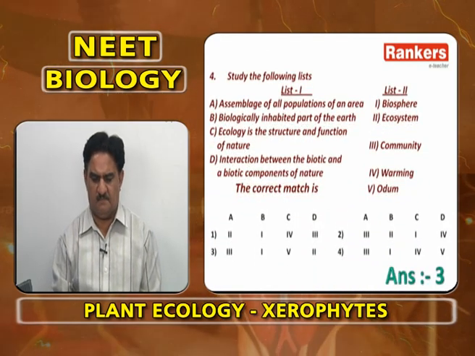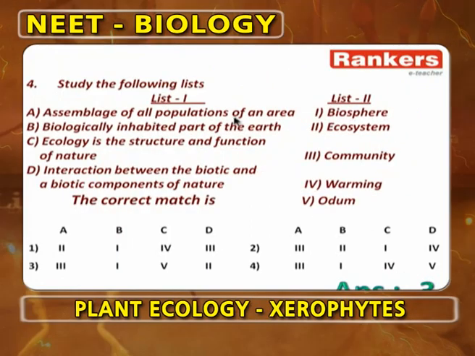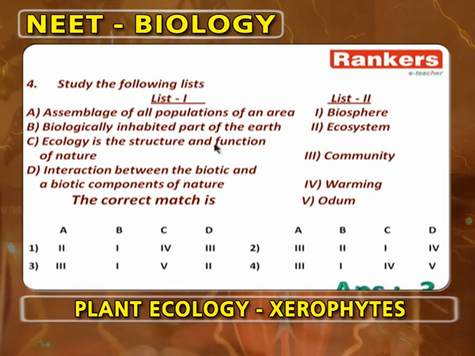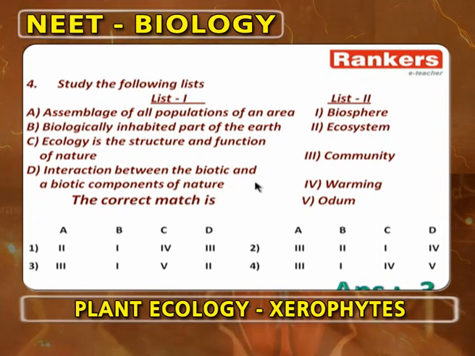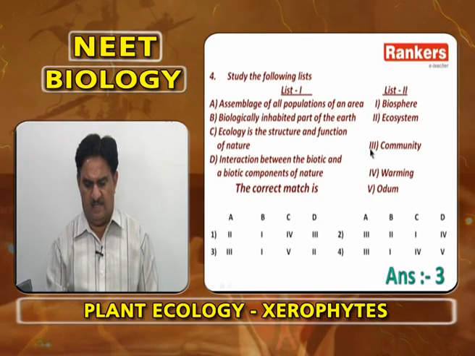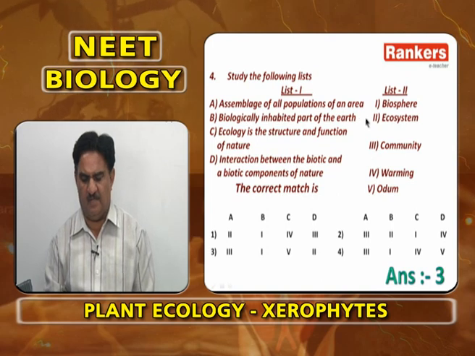This is a matching question. Assemblage of all populations in an area. Biologically inhabited part of the earth. Ecology is the structure and function of nature. Interaction between biotic and abiotic components of nature is ecology. So, this assemblage of all the populations in an area is A3, community. So, the answer comes 3: A3, B1, C5 and D2.